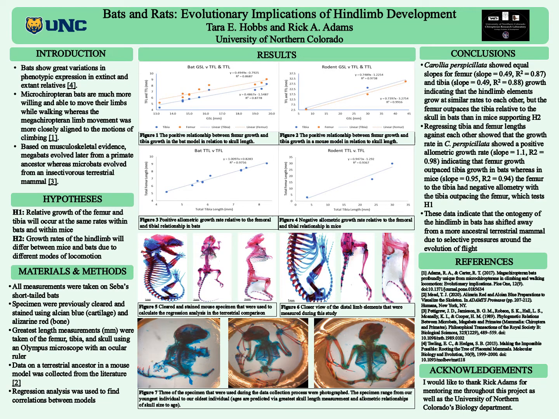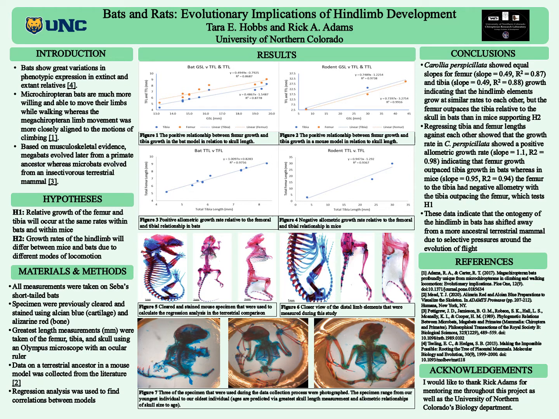Figure 1 shows the relationship between the length of leg elements in relation to the skull length. In this figure, both the femur and the tibia show positive relationships in relation to the skull, with R-squared values of 0.86 and 0.87 respectively. Figure 2 draws the same comparisons between the femur and tibia in relation to the skull of the mouse model that was used. Similar to Figure 1, there is a positive relationship here with the R-squared values being 0.97 and 0.99 respectively.